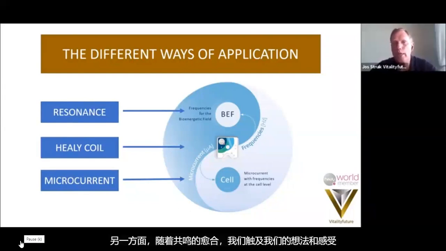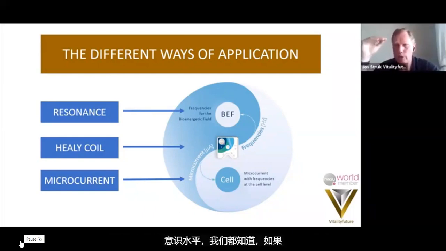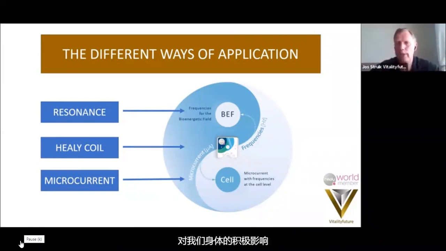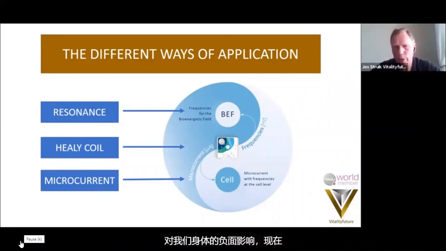On the other hand, with Healy resonance, we touch what we think and what we feel. We touch our intentions. We touch the information field. We are at a higher level of consciousness. And we all know that if we can improve the way we think and feel, in the end, it will have a positive effect on our physical body as well. As we know that the other way around also works. If we have negative thoughts, negative emotions, stress, that will have a negative effect on our physical body.